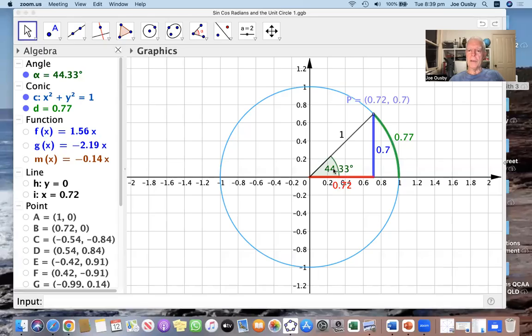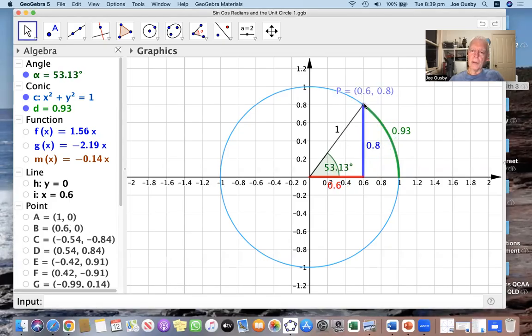Of course, if you had it in degree mode, the sine of 44.33 would be 0.7, and the cosine of 44.33 would be 0.72. But let's just take a look at what happens if we make the angle bigger. If we get up to about there, notice that the length of this green line is now 1. That's actually the number of radians. So 1 radian is roughly 57 degrees.